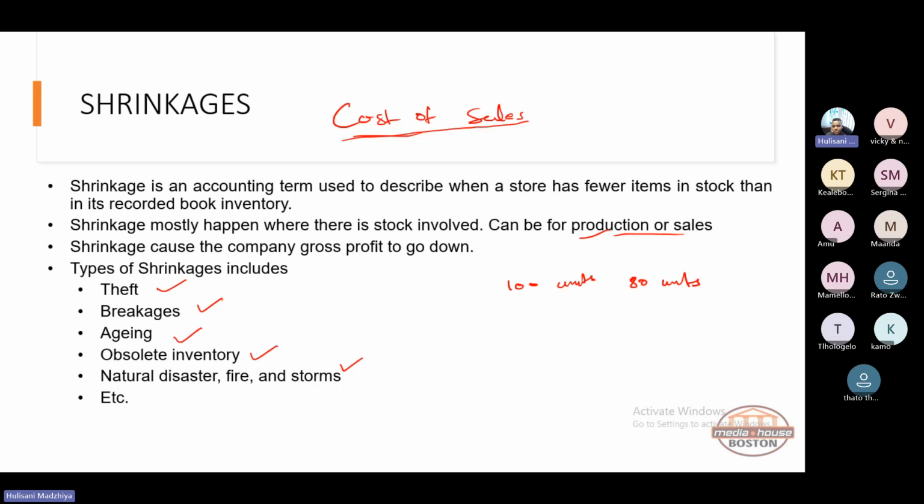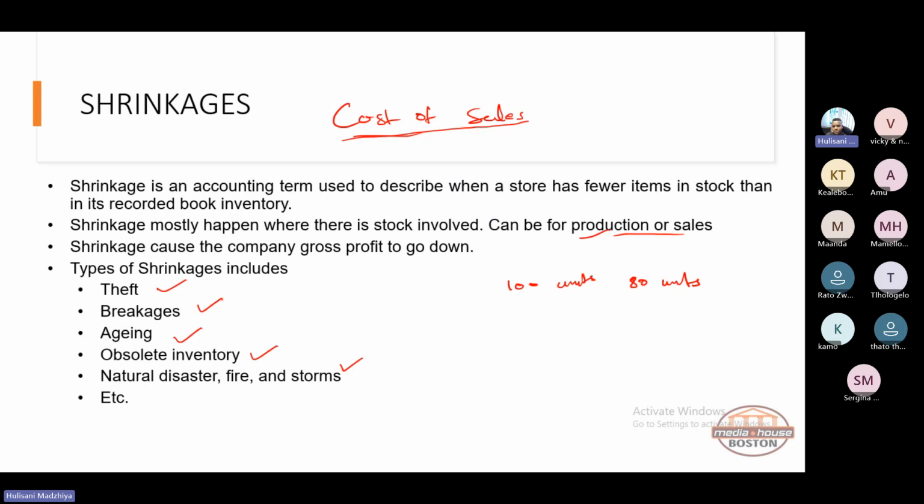Breakage: some of your products are fragile. Some customers drop them during shopping, and some get dropped during movement from the warehouse to the shop. That's one type of shrinkage you can have towards your inventory, and some of it will not be recorded immediately, and therefore your system will show a different thing.